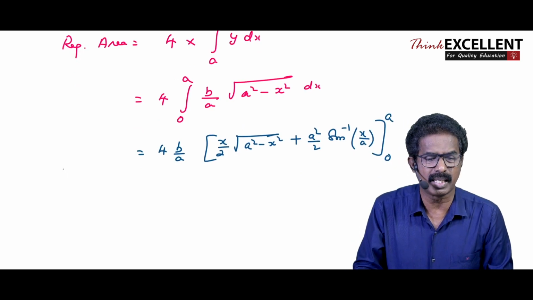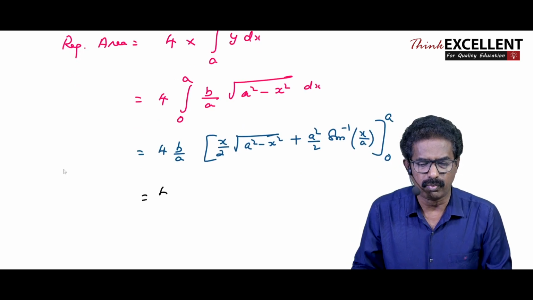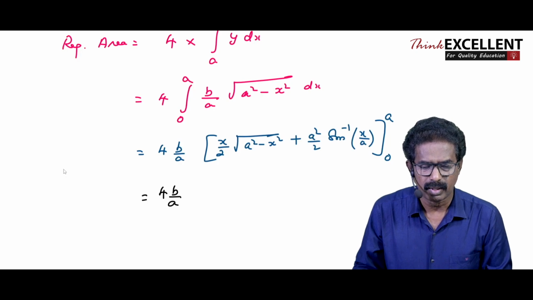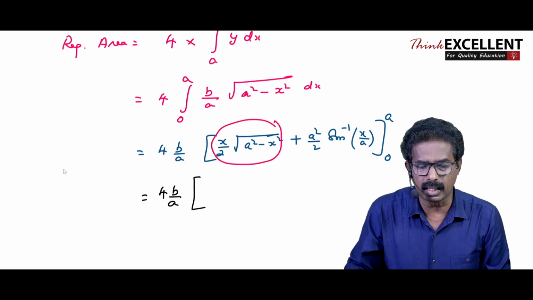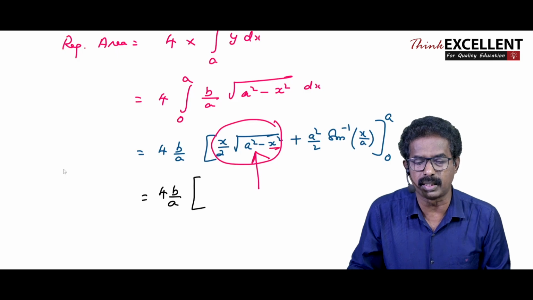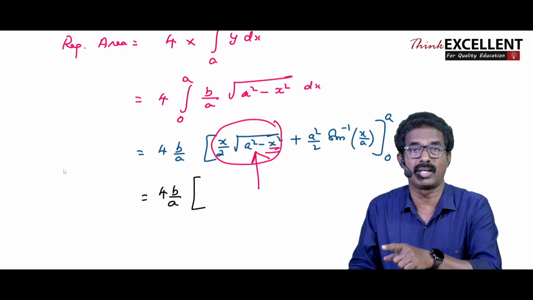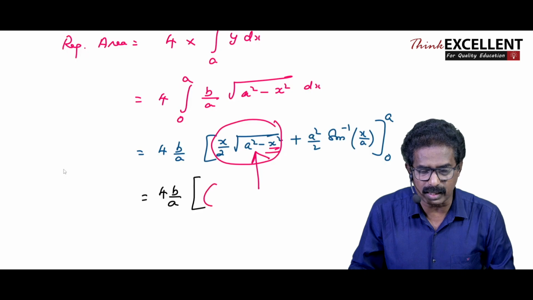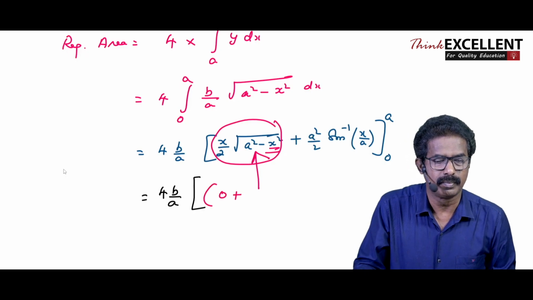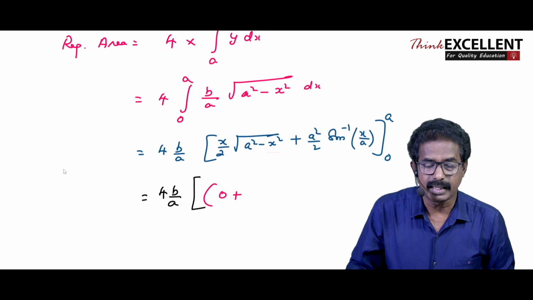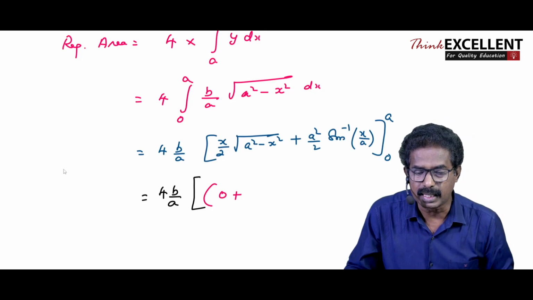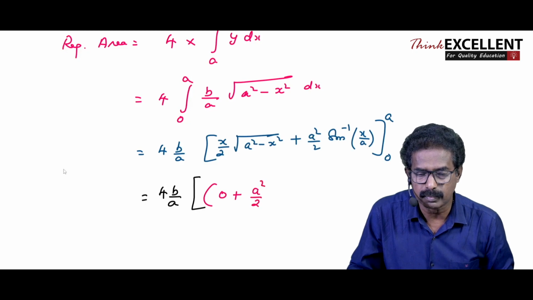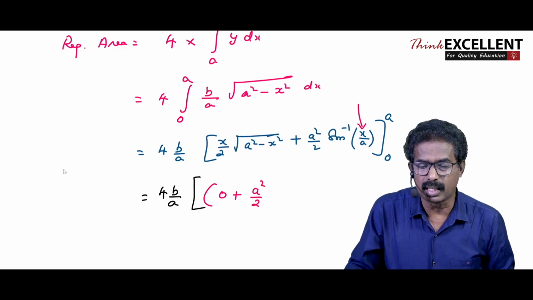We don't need to write unnecessary steps, let's do it as short as possible. 4b by a. Now please listen. First I am giving the upper limit. When we give a in place of x, a square minus a square becomes what? 0. When you give the upper limit you are getting what? 0 plus. What will happen to the second term? We are giving the upper limit. a square by 2 comes as it is. We give a in place of x, let's simplify.